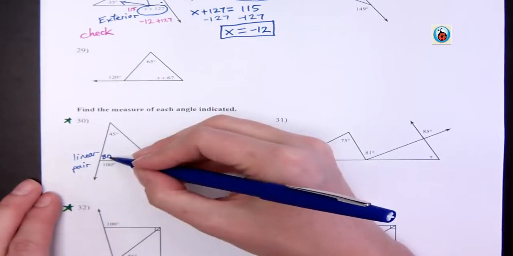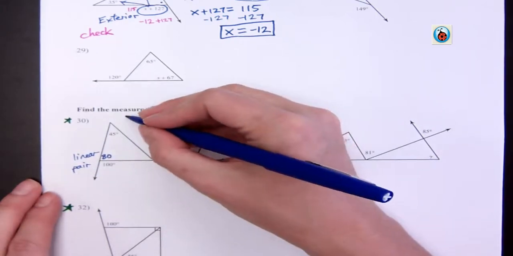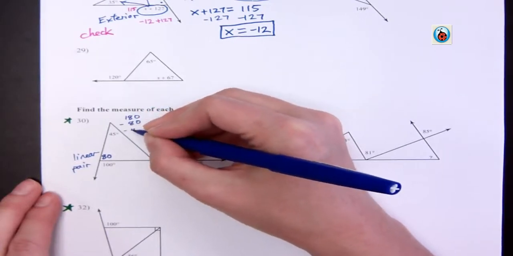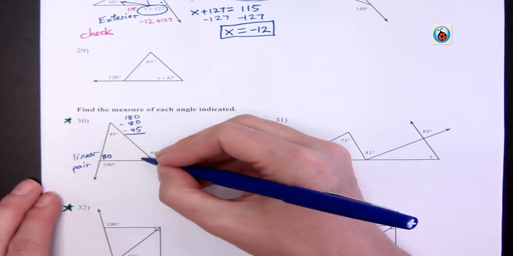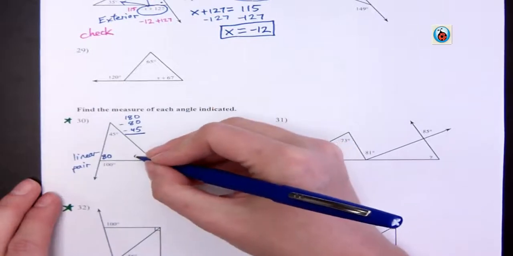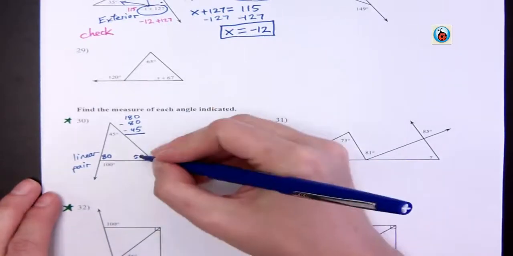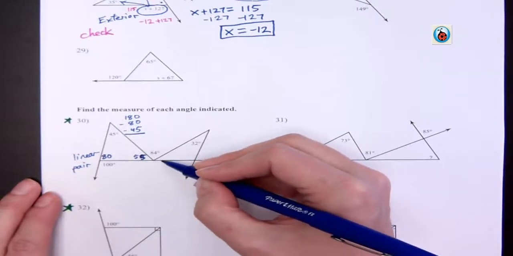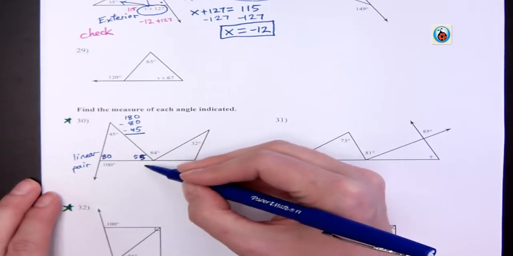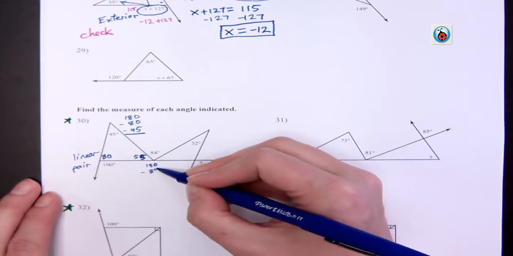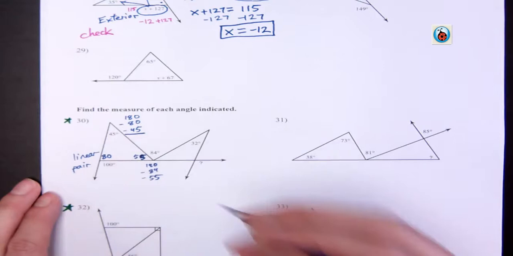If this angle is 80, I can do 180 minus 80 minus another 45 to find out this missing angle, which comes out to 55. Okay? Now I have another linear pair here, so this is another linear pair. And so I do 180 minus 84 minus 55.